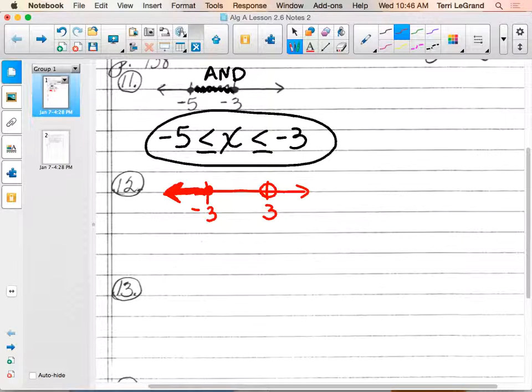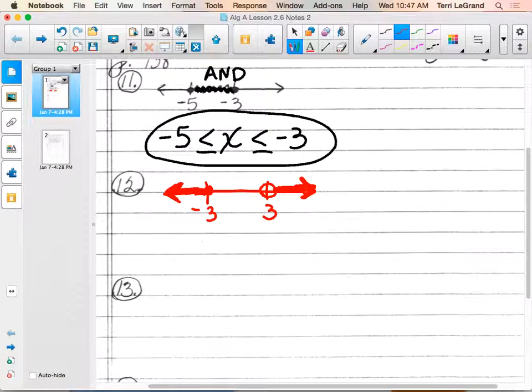Make it fat, do the squiggle thing, whatever way works for you. And then it's shaded to the right of the +3, so again, we want to show how it is shaded. Okay, now I want you to try and write the compound inequality for that one. What do you think it would be?